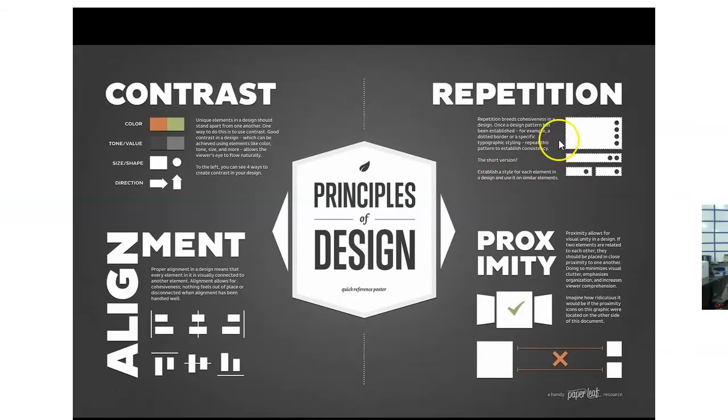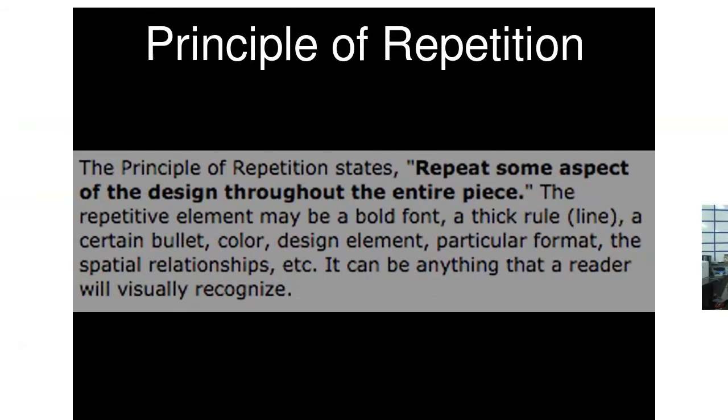The short version: establish a style for each element in a design and use it on a similar element. So in this example, you can think of this as some marketing material. This could be a flyer, a business card, and other materials that a business might use. They've decided to use these dots as their repeating pattern across their genre of products. So that's what they're going for.